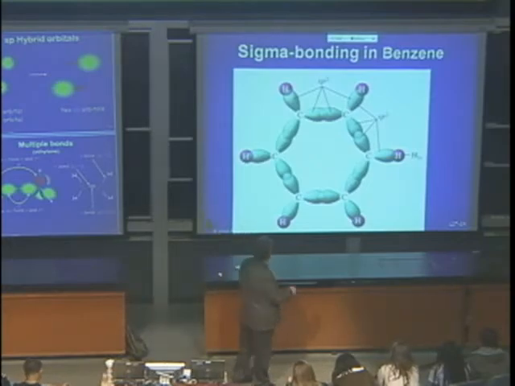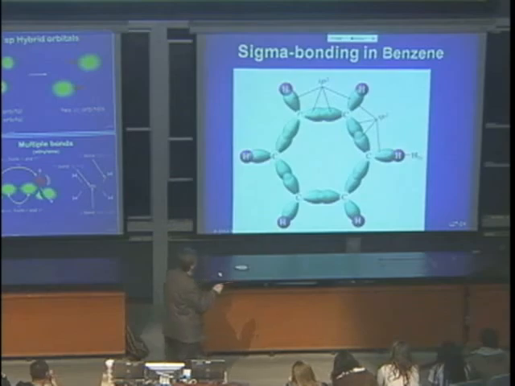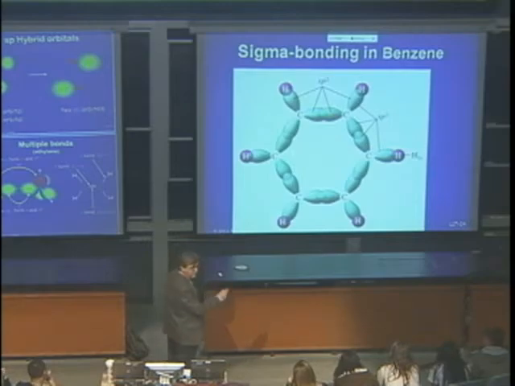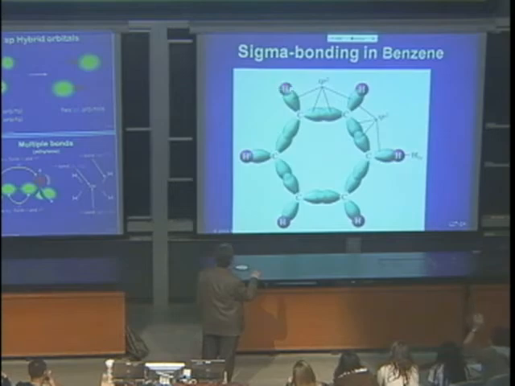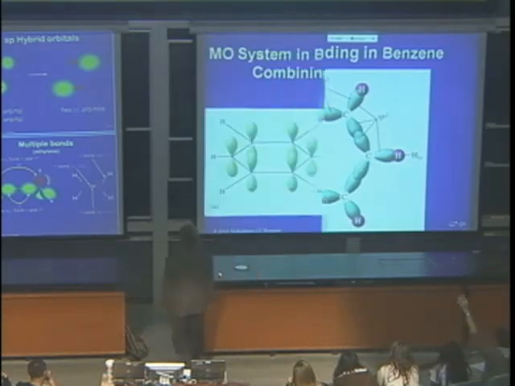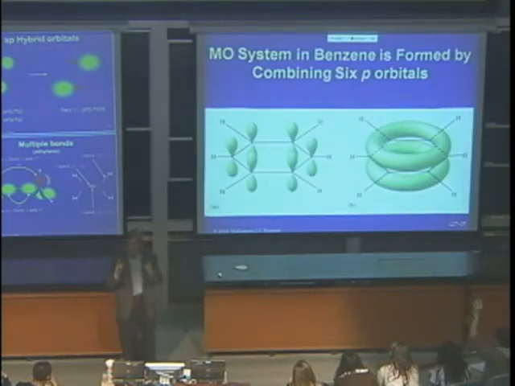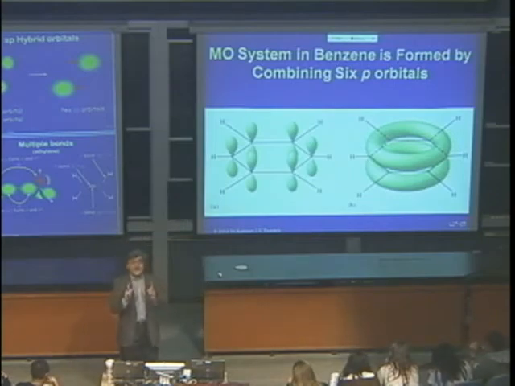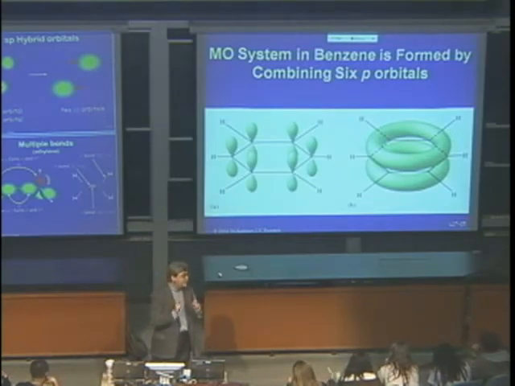Now let's look at the sigma bonding again in benzene. You see this now. You have already solved this. This is an sp2, sp2 overlapping here, sp2 overlapping. This is 120 degrees. We know this is child's play now. And this is sp2 coordination or bonding.